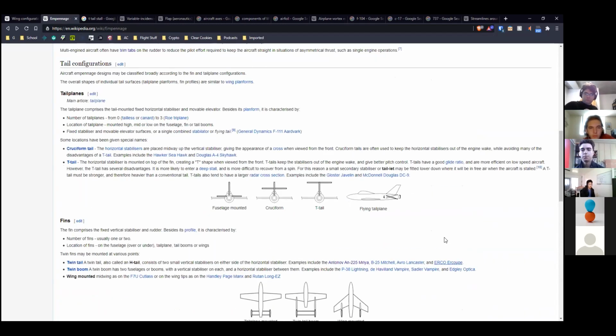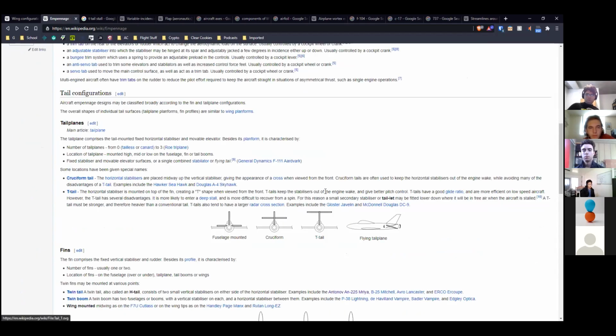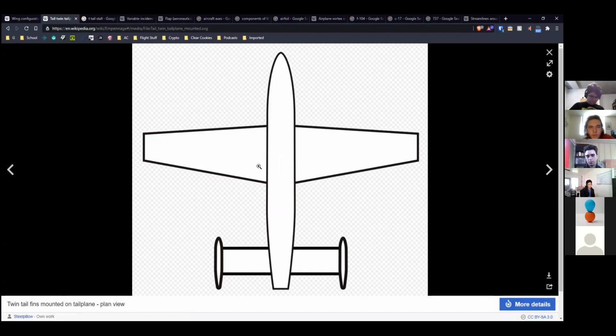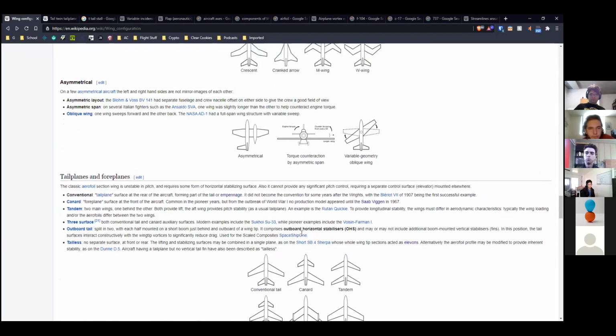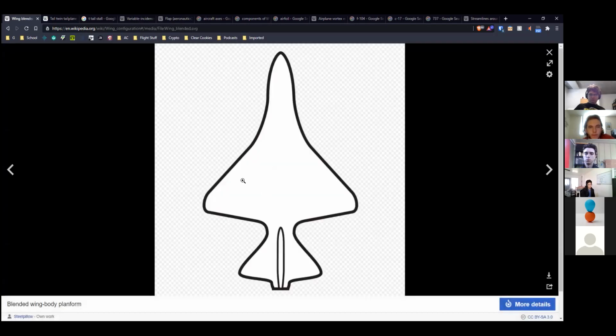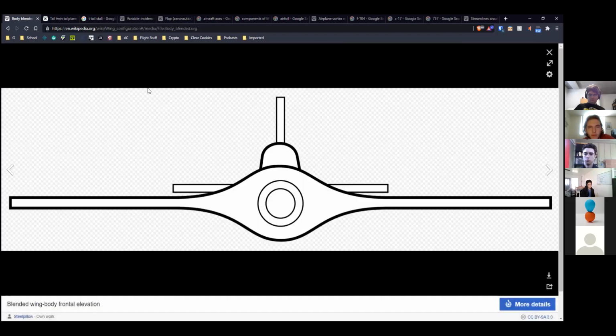Okay, that's tail stuff. And then because I just want to be done and we're over time, I'm going to blast through fuselage. So you can basically either have a long skinny tube fuselage, which is the normal kind. You could do a blended wing body, where the fuselage is mixed into the wing. Oh my God, I need to stop clicking on that.